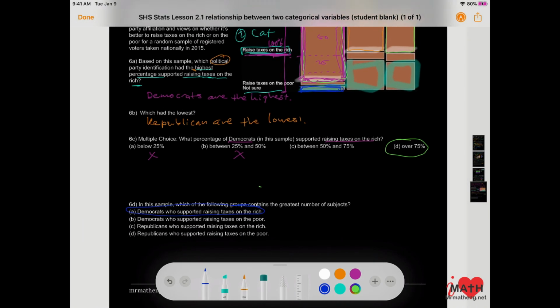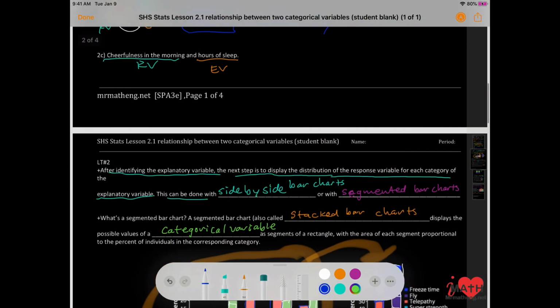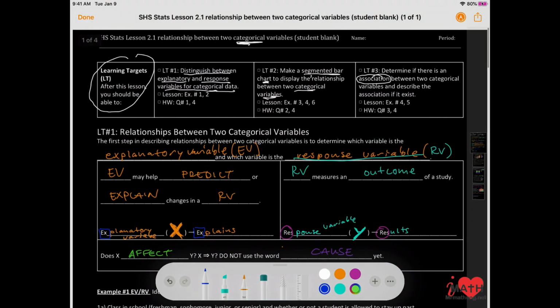So that's our lesson. The big idea from this 2.1 lesson is to be able to figure out which one is the explanatory or the response variable, create a segmented bar chart, and then figure out if there's any association, just by looking at the size of those segmented bars.